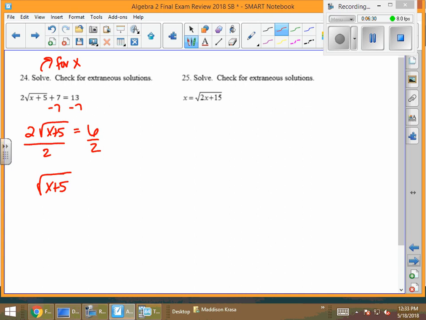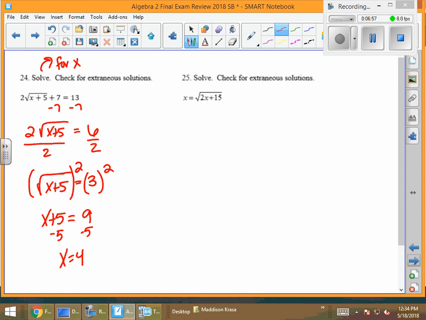So on these, while you're solving for x, you have to make sure that square root is alone before you can move further. Once the square root's alone, we square it and we square the other side so that we can cancel that square root out. So now we have x plus 5 equals 3 squared is 9. Subtract 5 from both sides. And we have x equals 4.